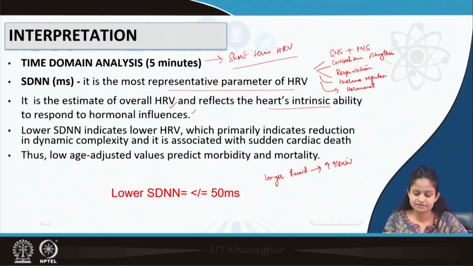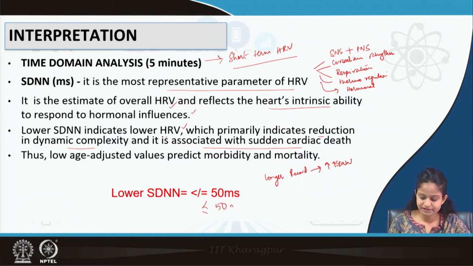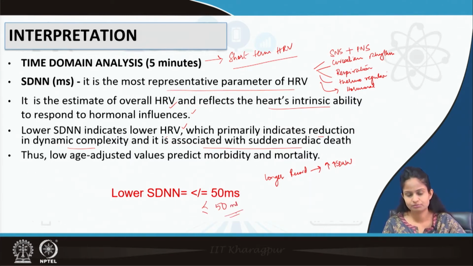So, lower SDNN indicates low HRV. Obviously, we have various reasons for low HRV, which primarily indicates reduction in the dynamic complexity and it is associated with sudden cardiac death. Usually the cardiovascular risk is much higher whenever there is low HRV, which means lower SDNN. Lower SDNN means the value is less than or equal to 50 milliseconds. Generally 50 to 100 milliseconds, then 100 to 140 milliseconds, is moderate and high or normal. So, generally less than 50 is the cutoff value for the SDNN. Less than 50 milliseconds we consider the person is having lower SDNN.